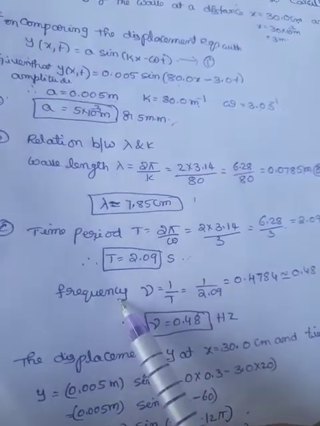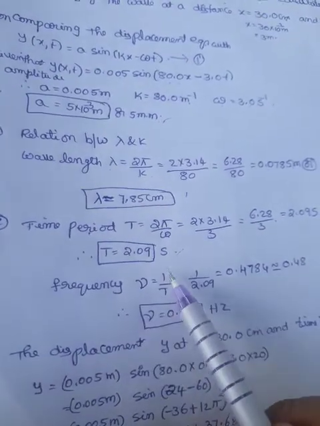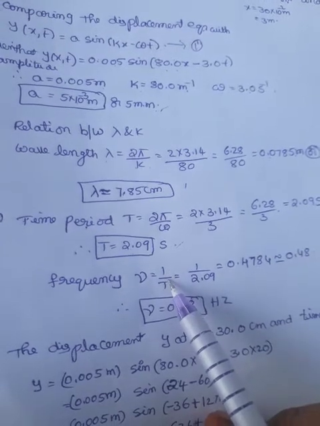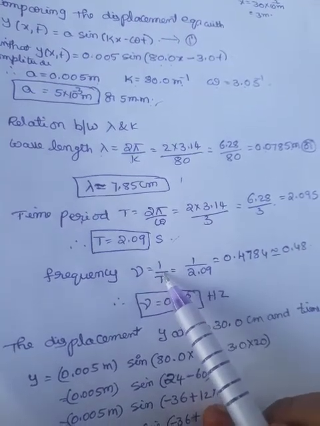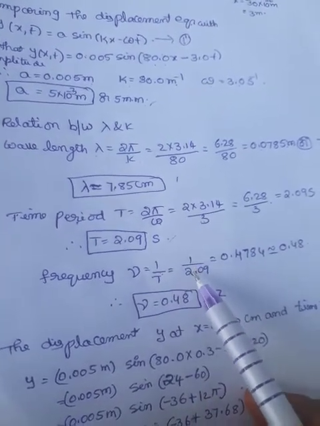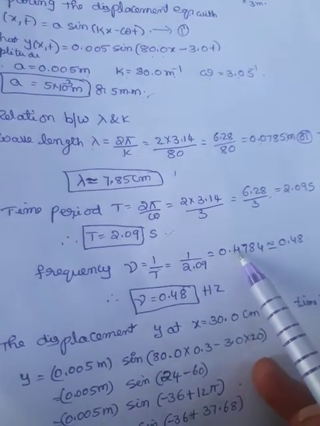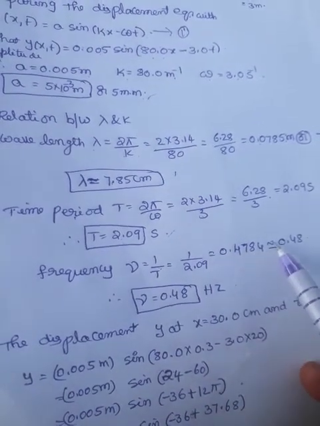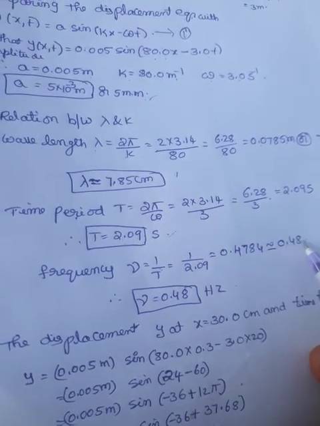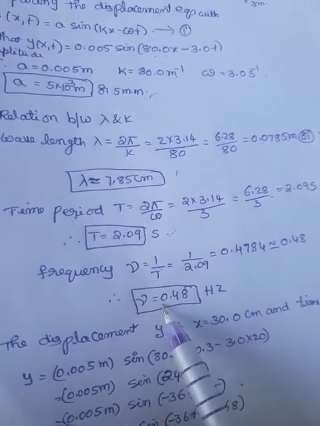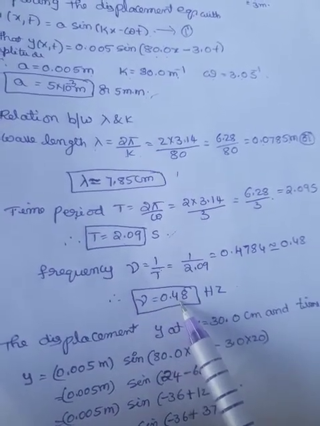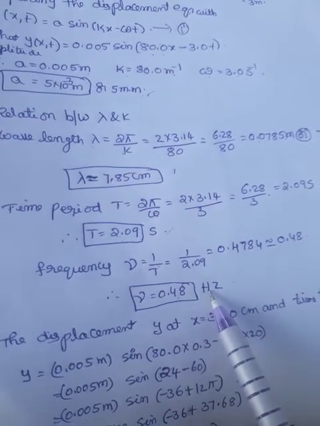Next one, frequency. The definition of frequency is the reciprocal of the time period. Therefore ν = 1 by time period, that is 1/2.09 = 0.4784, approximately equal to 0.48. So the frequency value is ν = 0.48 hertz.